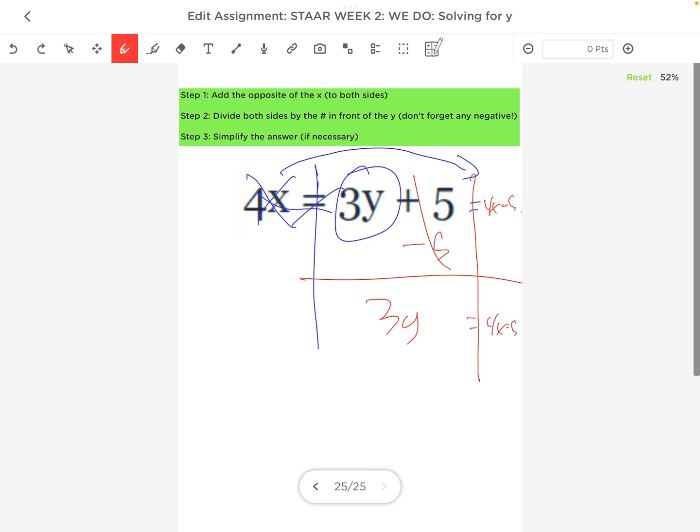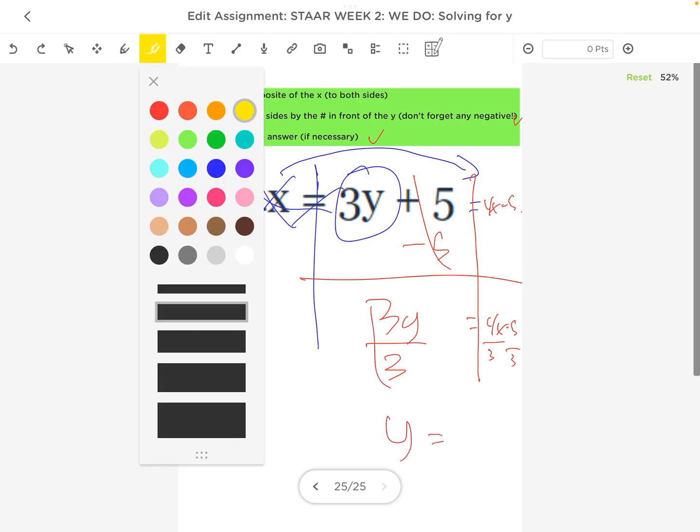Okay, so now our last step, step number 2. We said divide both sides by that y value. So you're going to divide by the number in front of the y, which is 3. You're going to divide that by 3, divide that by 3. Working from left to right, we said we had to simplify. We know those 3's cancel out, so y equals, we just talked about this. This is 4 over 3, right?